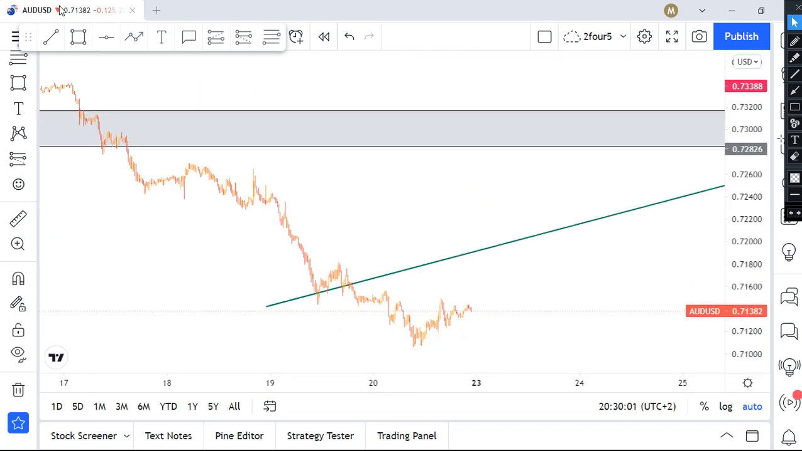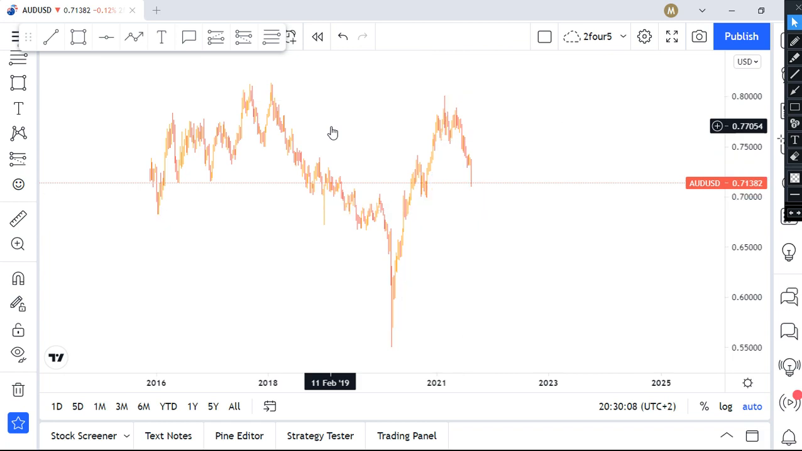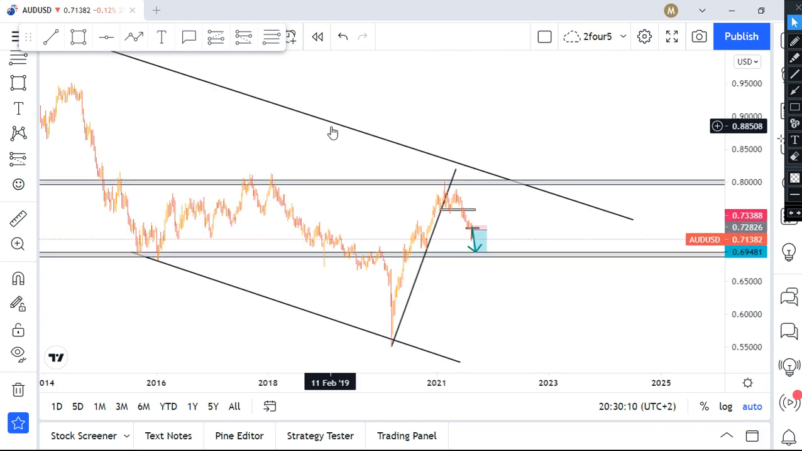So this is AUDUSD. By the way, go to a weekly time frame so you can also get to see the overall picture.